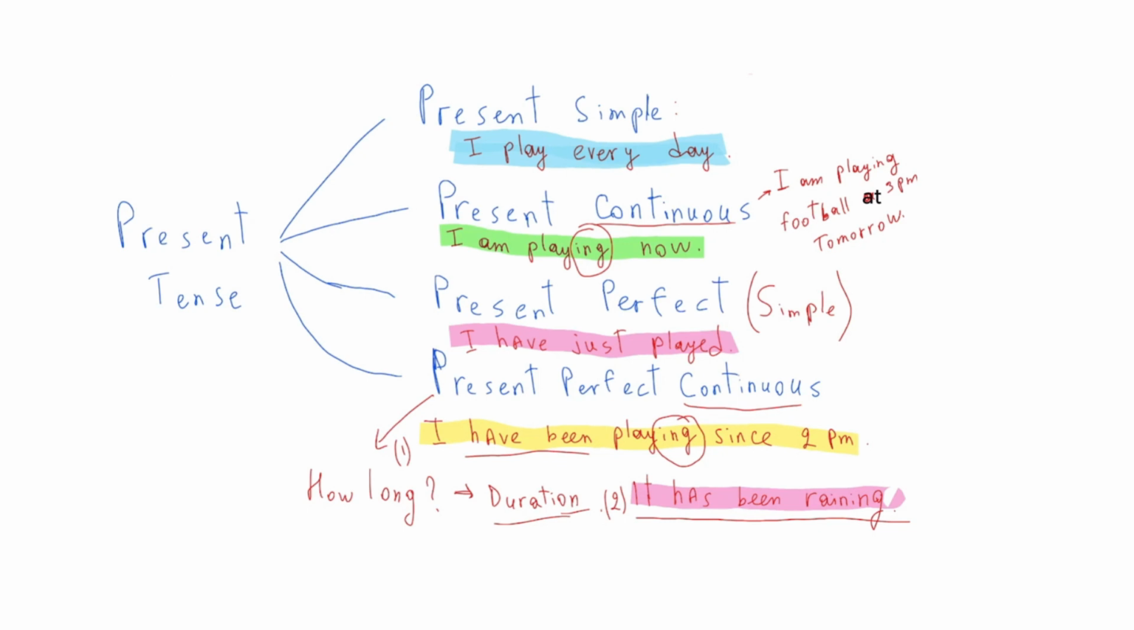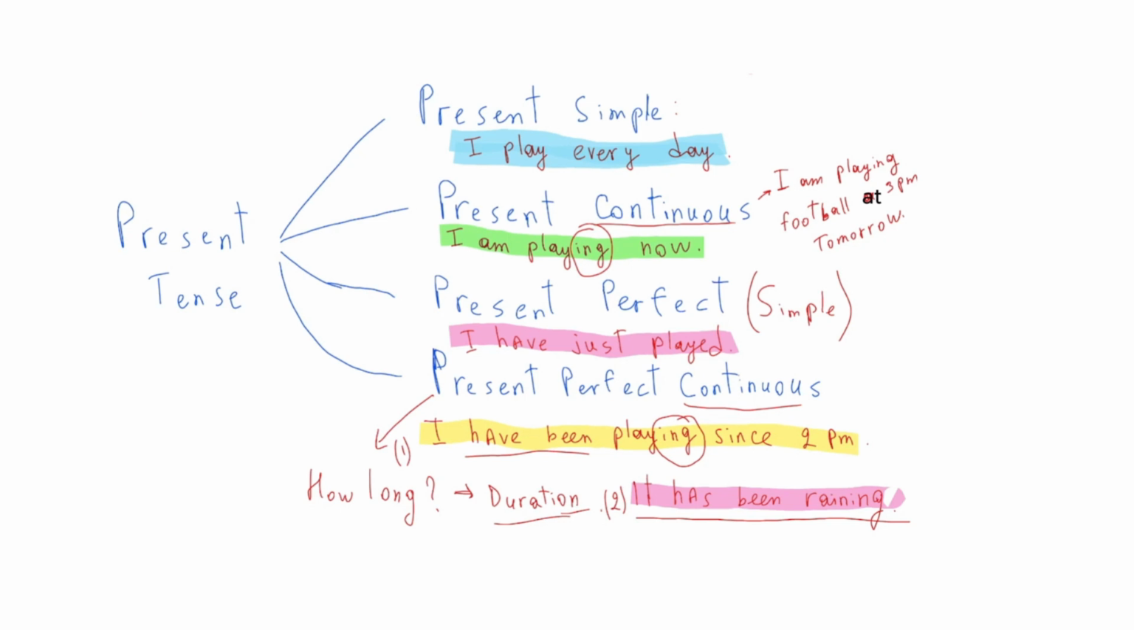Obviously, I don't want to go into detail. We can use, for example, I play every day. If it's he, obviously, it will be he plays every day. Present simple, right? If I want to make a question for the present simple, do you play every day or does he play every day? So do, does, we use for present simple questions, right? For present continuous, if I want to say he or she, I have to say he is playing now or she is playing now. Negative, he is not playing now, or I am not playing now, right?